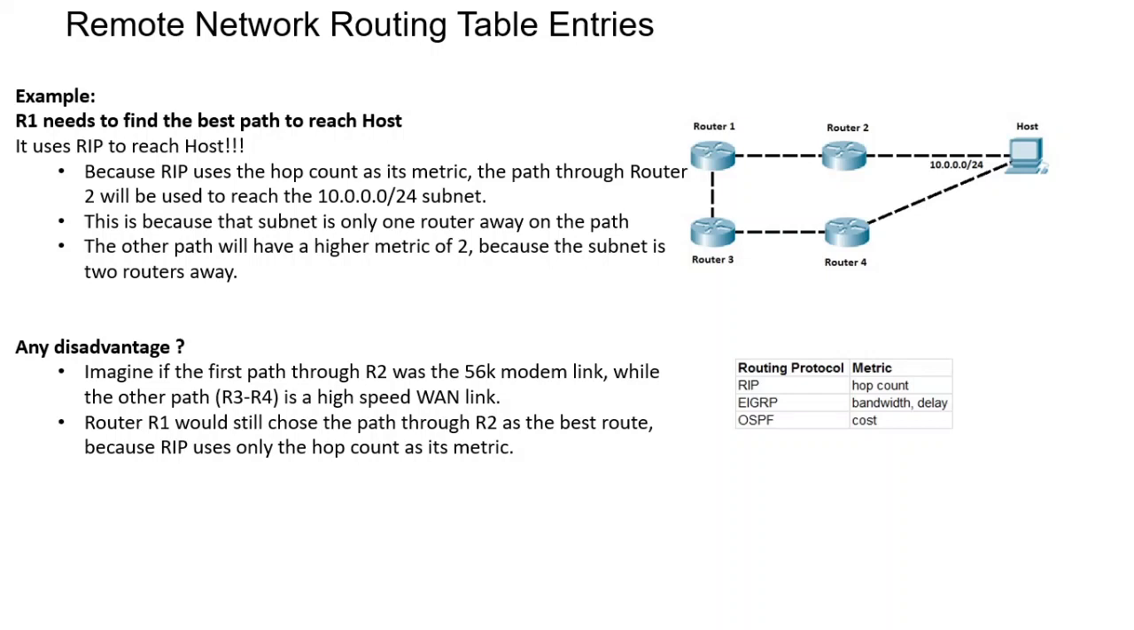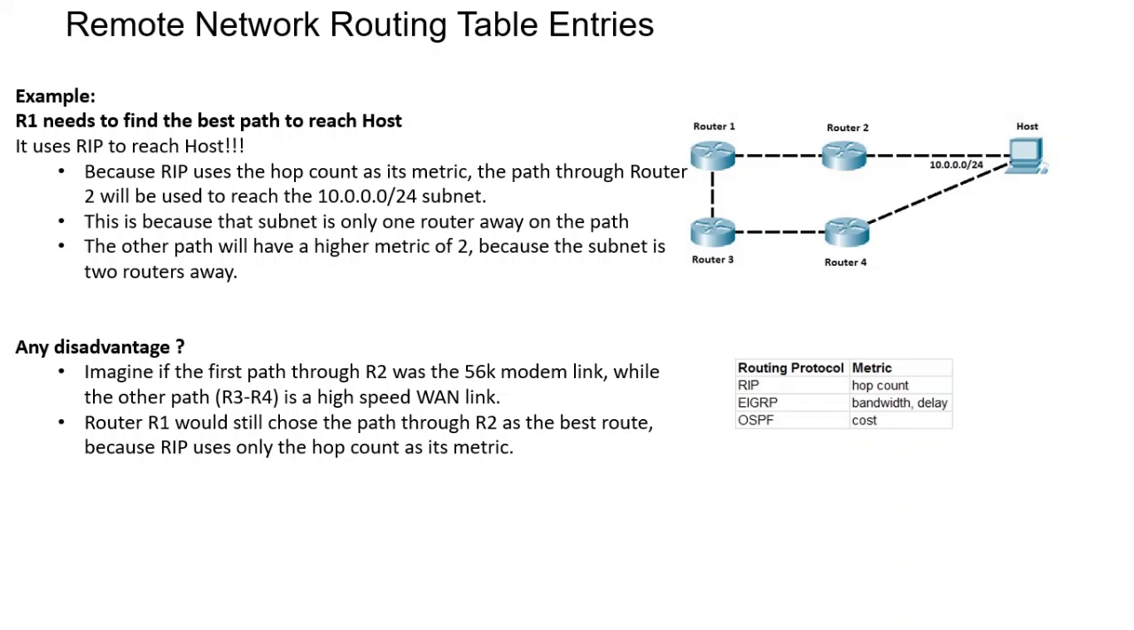We have some table entries. The first router uses RIP to reach each host. Because RIP uses hop count, this is measured. The path through router 2 will be used to reach the 10.0 subnet. This is because the subnet is only one router away on the path. The other path will have a higher metric of 2 because the subnet is 2 routers away.